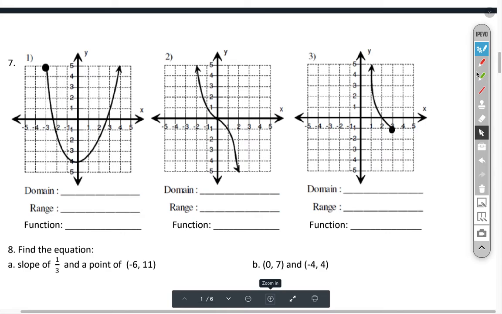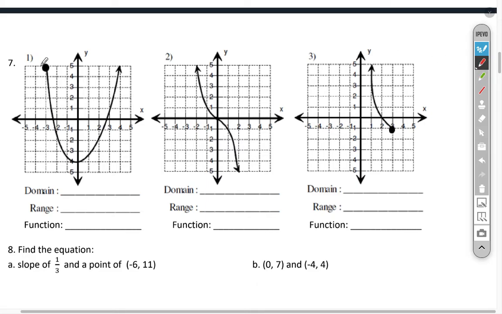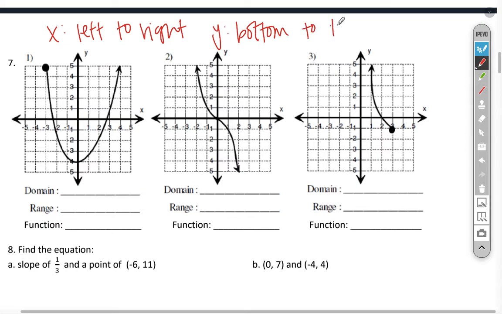All right, number 7 wants us to look at the domain, the range, and is it a function. So let's remember how to do this. Remember, we're looking at the first x to the last x and the first y to the last y. For x, we read left to right. And for y, we read bottom to top. And then we use the vertical line test to determine if it's a function.